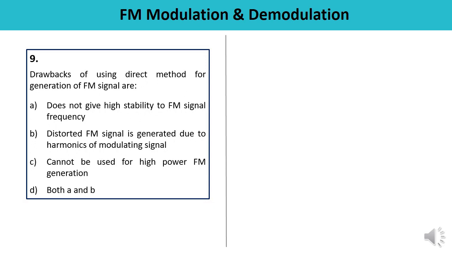Question number 9 is, drawbacks of using direct method for the generation of FM signals. What are the drawbacks? Does not give high stability to FM signal frequency. Distorted FM signal is generated due to the harmonics of modulating signal. It cannot be used for the high power FM generation. Drawbacks are it does not give high stability and distorted FM signal is generated. It means D is the correct answer, both A and B. Correct one.